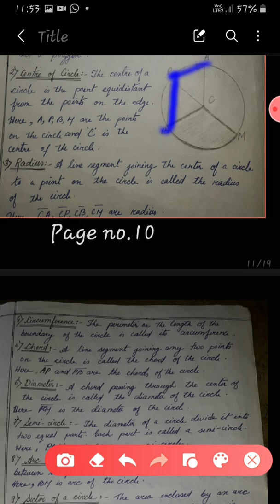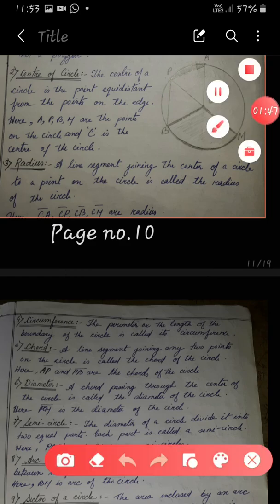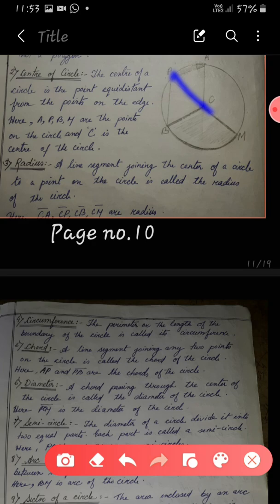Okay. Now let's move to diameter. Point number 6. So what is the diameter? A chord passing through the center of the circle is called the diameter of the circle. Here PCM is the diameter of the circle. That means from point P, the line passes through the center and then meets M. This is called a diameter.